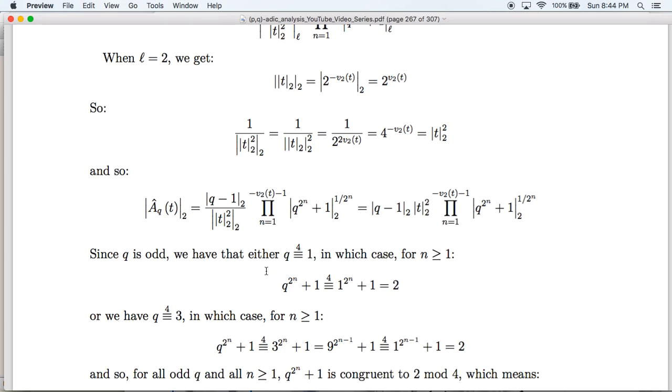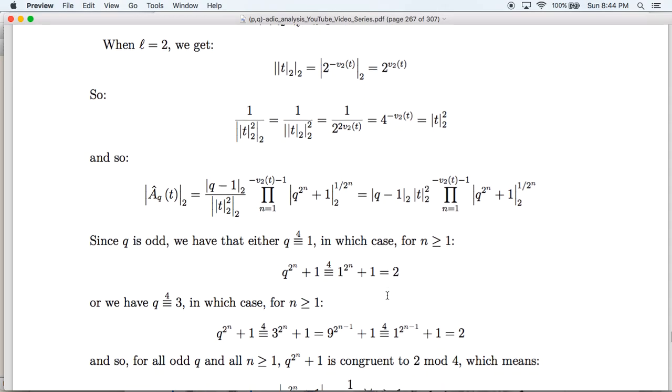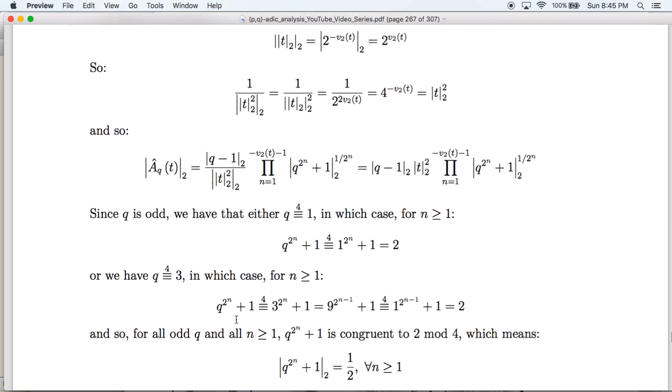Since Q is odd, there are two possibilities. Either Q is 1 mod 4 or 3 mod 4. If Q is 1 mod 4, notice that Q to the 2^n plus 1 will be congruent to 2 mod 4, in which case it will be divisible by 2 exactly once, because if this was divisible by 2 twice, it would be 0 mod 4, which is not. If Q is congruent to 3 mod 4, then for any n greater than or equal to 1, this is 3 to the 2^n plus 1, which is 9 to the 2^(n-1) plus 1, this is of course 1 mod 4, and so again it's equal to 2.